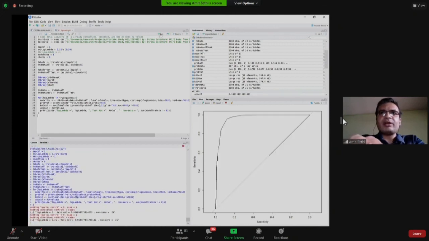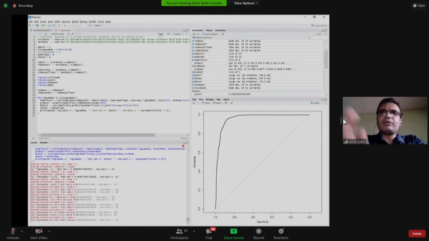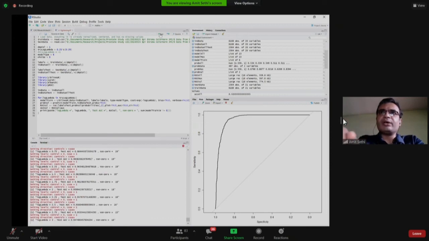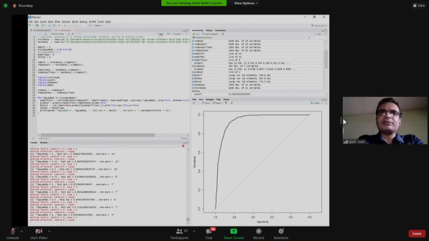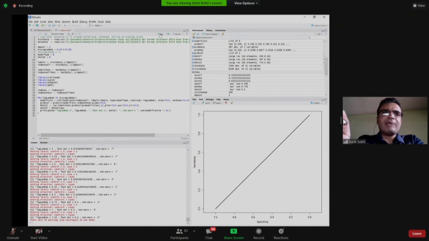So you can see the graph, very high ROC value, and then the ROC value is slowly going down as I'm increasing the penalty. And for very high penalty, I eliminate all the variables and I get a very bad graph, which is the graph whose area under it is only 0.5. Okay. Any questions?